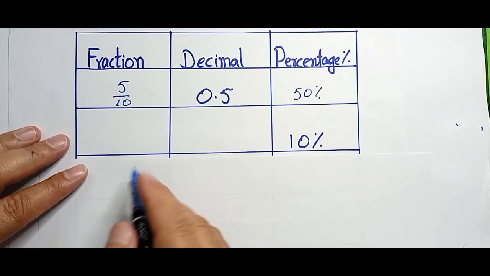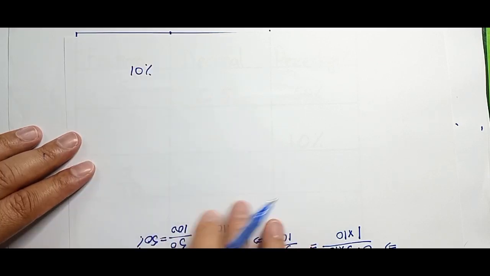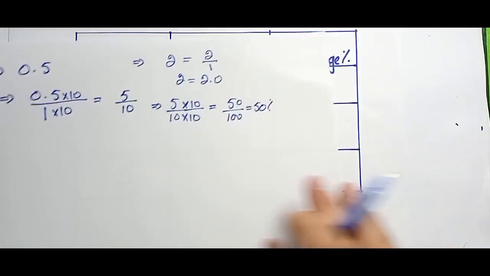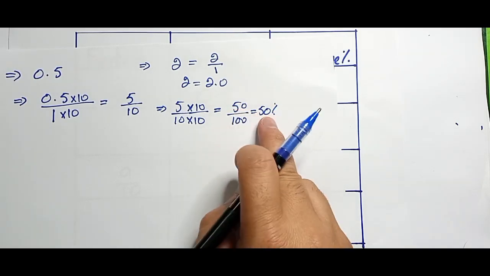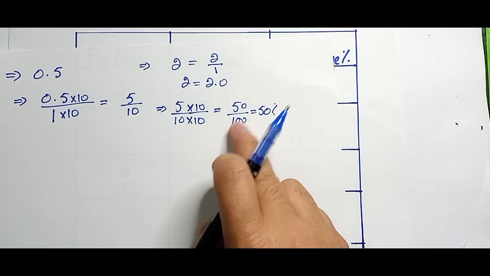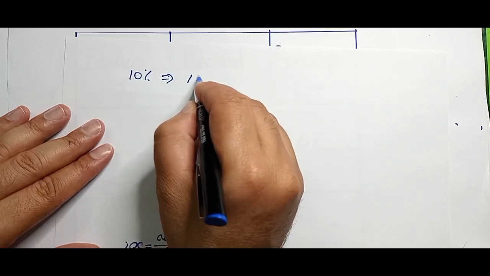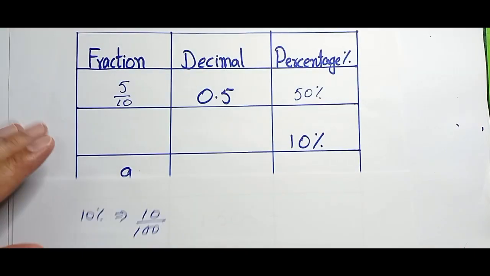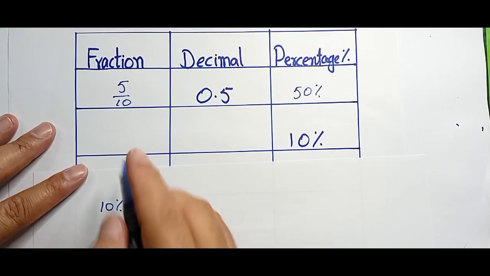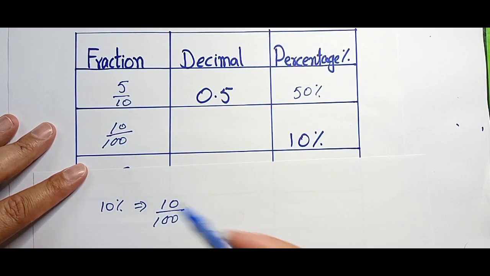Okay, now another question, we have to convert this 10% into fraction and into decimal. We have 10%, and I said that for a fraction which has 100 as denominator, the numerator will be the percentage. So you know that 10%, what does it mean? It means 10 over 100. So now it is percentage, fraction. So I will write it as a fraction. If you want to simplify it, then simplify it.